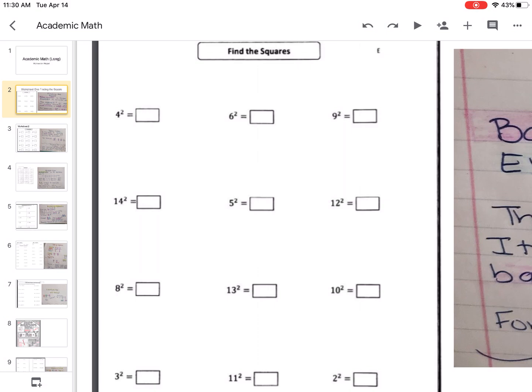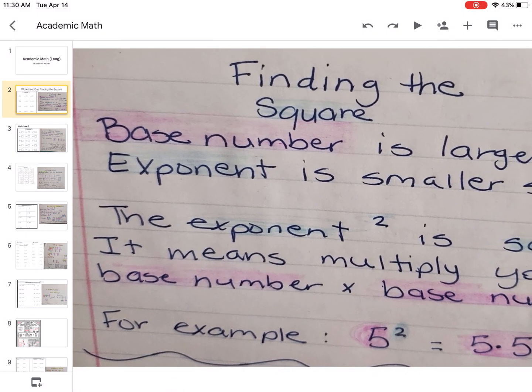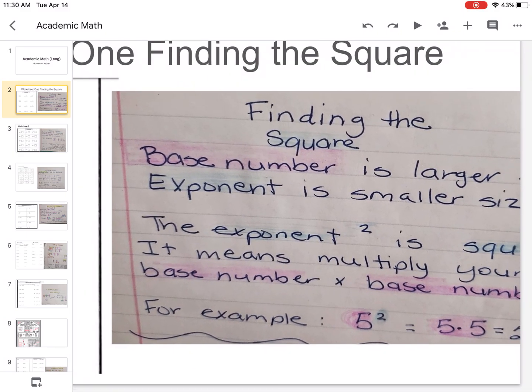The next one is 6 times 6. The next one is 9 times 9. So all of these, you will be multiplying the base number by itself. So we look over here, it says the base number is larger, the exponent is smaller. The exponent 2 just means multiply your base number times base number. So for example, 5 to the second equals 5 times 5, which equals 25.